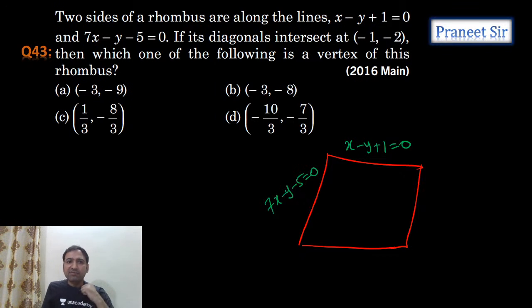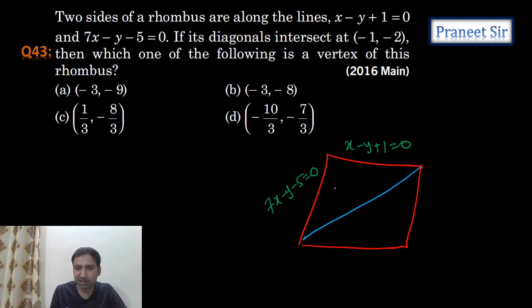Adjacent sides are given. How can we say that they are adjacent? Obviously they are not opposite, right? If they were opposite, they would be parallel. Opposite sides in a rhombus are parallel, so they should compulsorily be adjacent. And the diagonals intersect at minus 1 comma minus 2. We know that diagonals are perpendicular in a rhombus. They are perpendicular and they meet at a point, which is given as minus 1 comma minus 2.